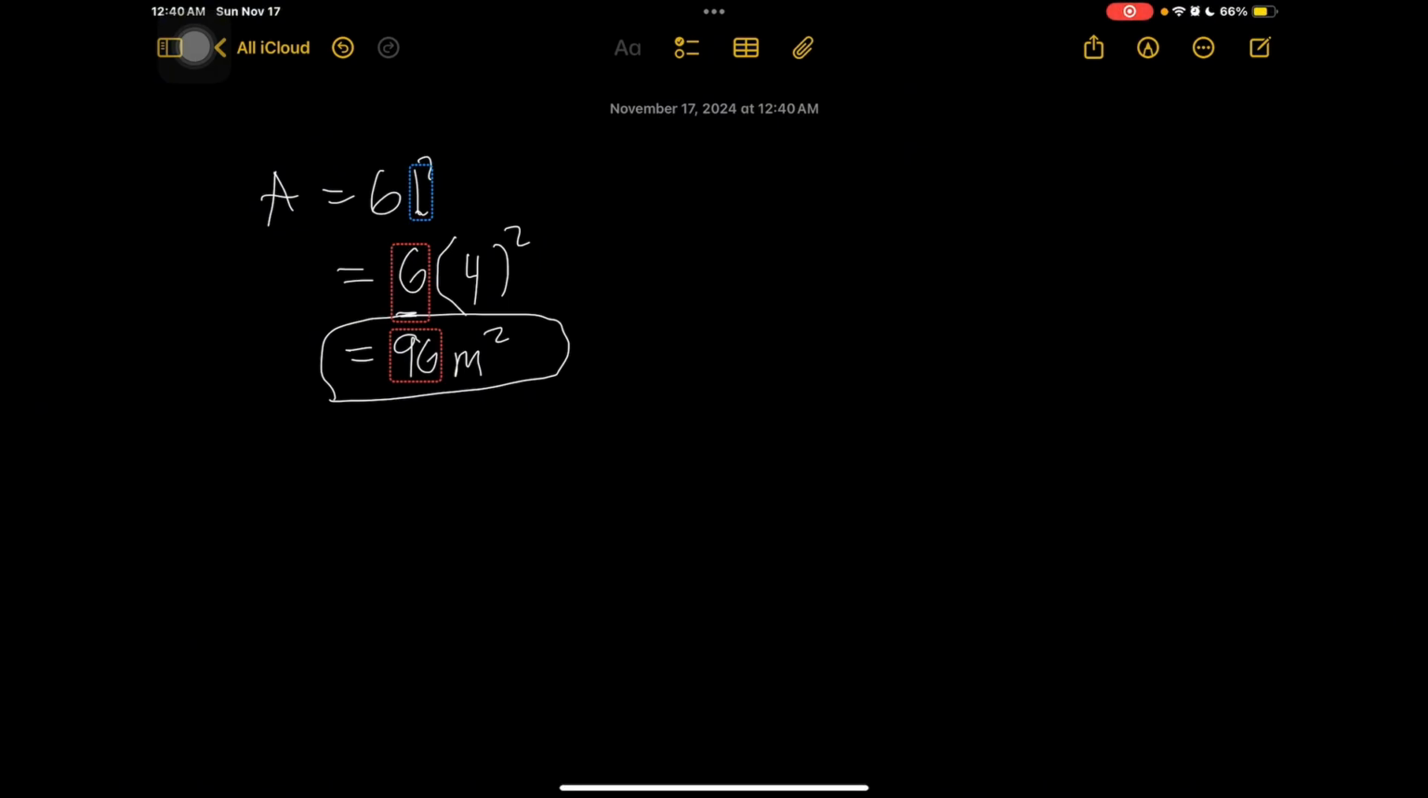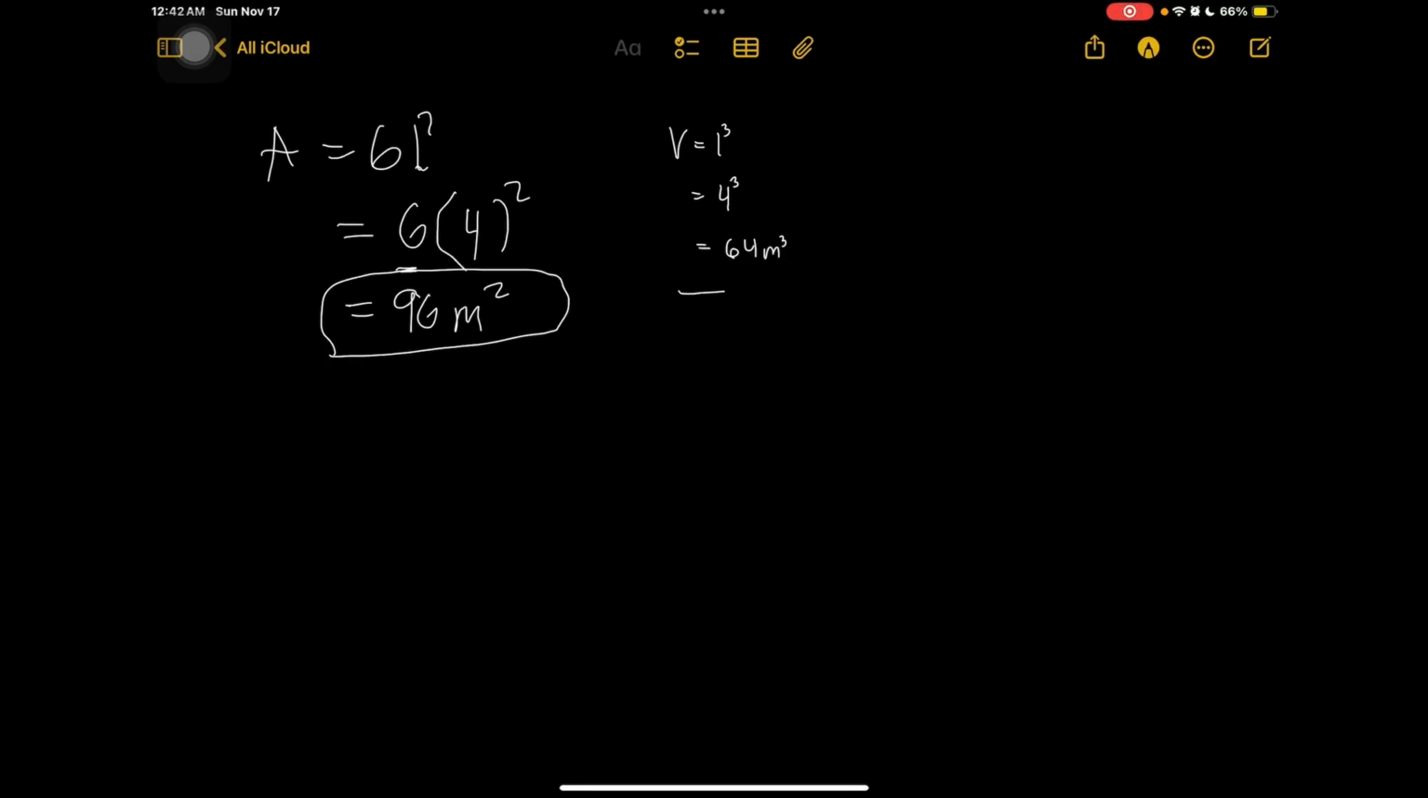And now let's find the volume. So the formula of volume is V is equal to L, or length, cubed. So 4 cubed is equal to 64 meter cube. So this is our volume of the cube.